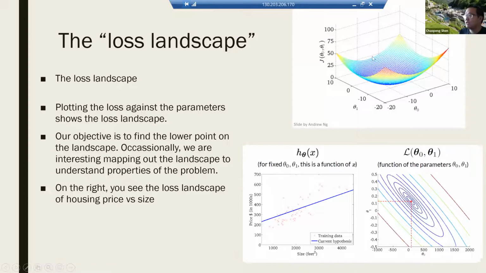Okay. If you're in 3D, this looks like this. You want to guide your algorithm. Maybe you're starting from somewhere here. You want to guide your algorithm toward that minimum. So this is how we want to optimize this function.